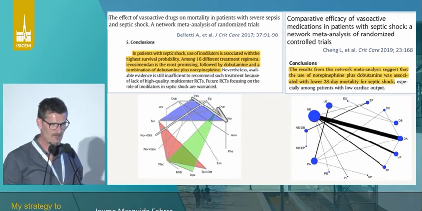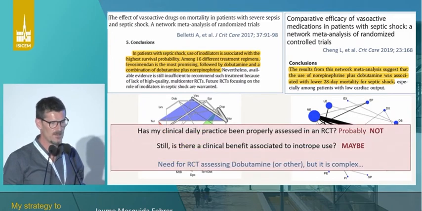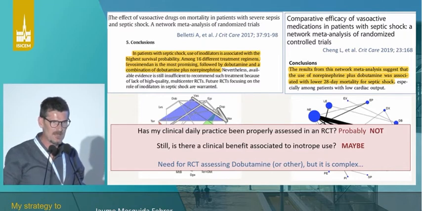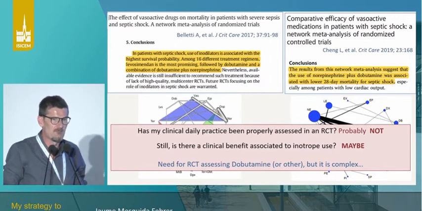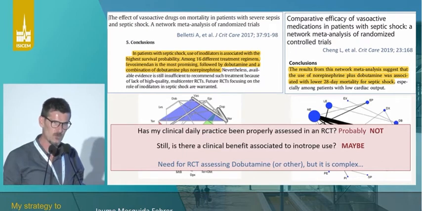So my final thought is, has my daily practice, what we really do at the bedside, been properly assessed in a randomized controlled trial with early goal-directed therapy? Probably not. I don't think that's been assessed. Still, I think there might be a benefit of using dobutamine in this population. So probably, with strong evidence for using dynamic indices of preload, afterwards using dobutamine would be correct.